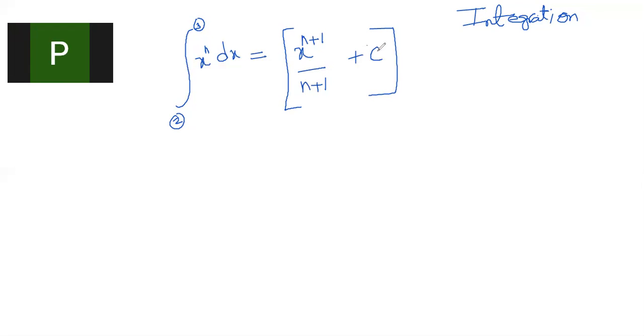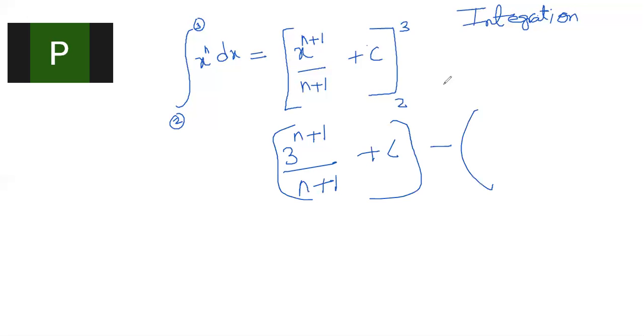Actually, there should be a plus c. But since you put the limits 2 to 3, this plus c will become 0. Why? I will tell you. It will not become actually 0. It will cancel out. Because you see, for example, you put the 3. What will happen? Tell me. 3 power n plus 1 by n plus 1 plus c, and bracket minus the lower limit. This is the upper limit and this is the lower limit. When you subtract the lower limit, that plus c will anyway cancel.